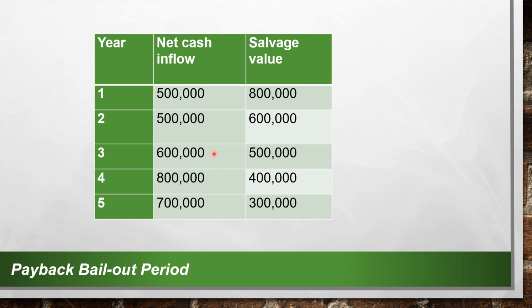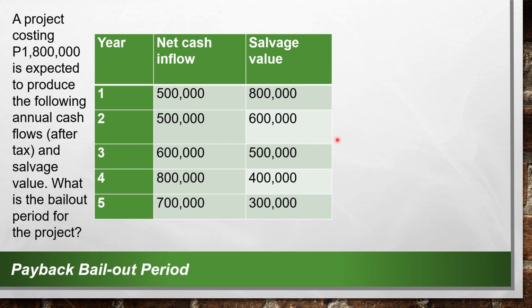Okay, so as you can see here, we have the net cash inflow for the year and the salvage value also for each corresponding year. So we will solve for our payback bailout period. So a project costing 1.8 million is expected to produce this cash flows. Okay, so what is the bailout period for the project?